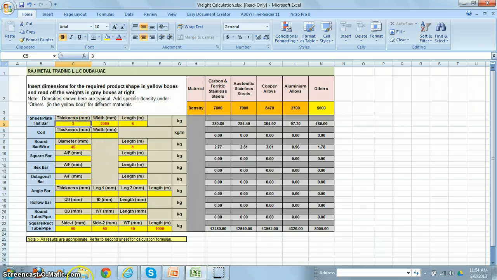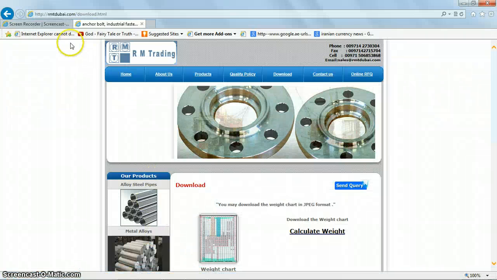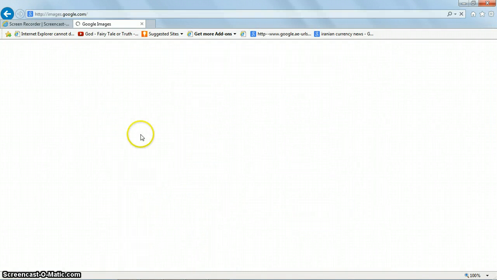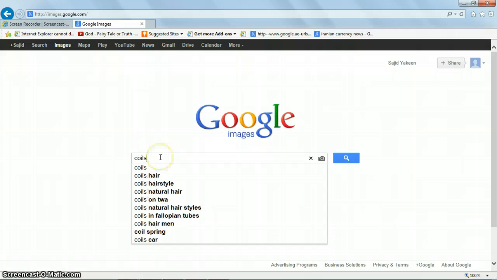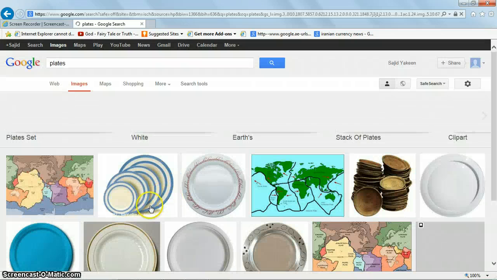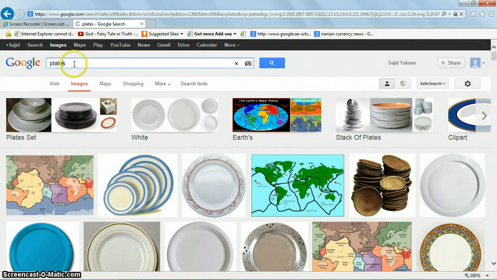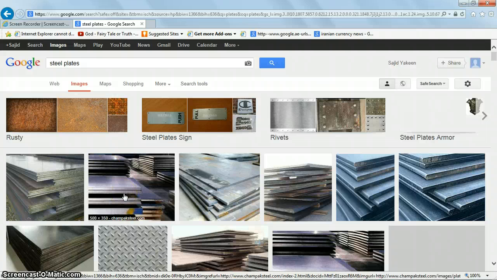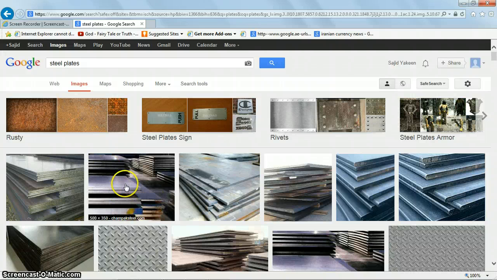Okay, let me just show you what they look like. And you say coils, for example. Sorry, we are into plates now. Oh, I'm sorry, not these plates. Steel plates. Right, these are the steel plates. So to calculate the weight, if we're using our sheet, we need the thickness, the width, and the length.